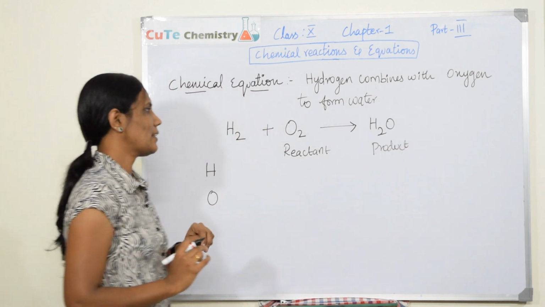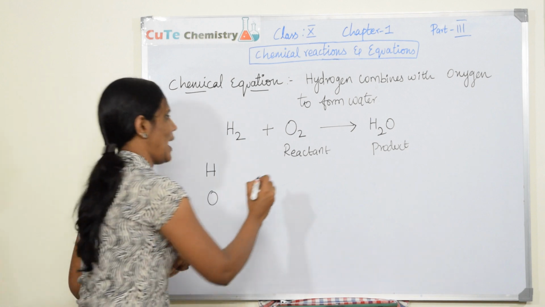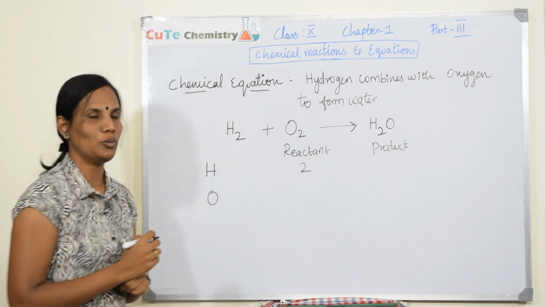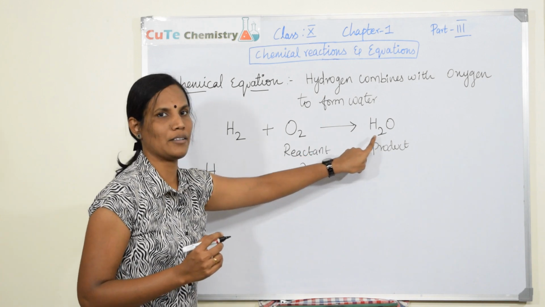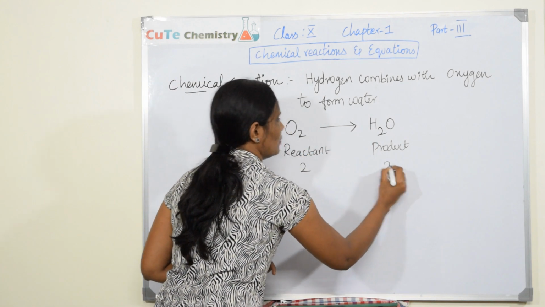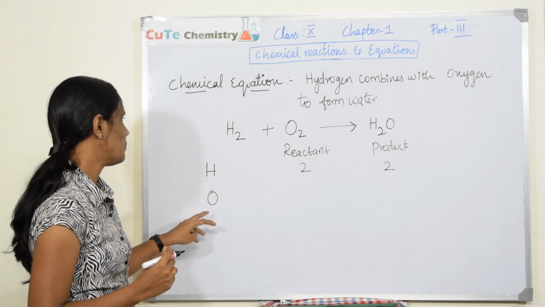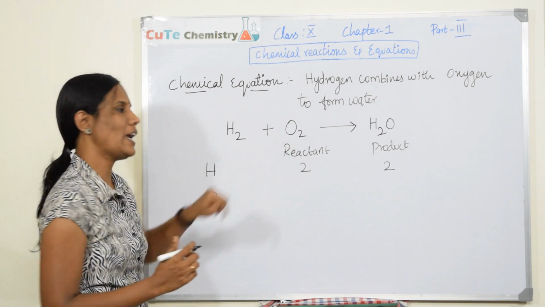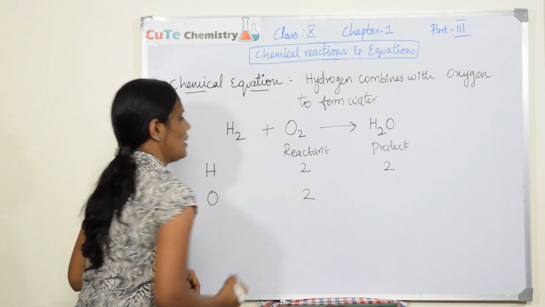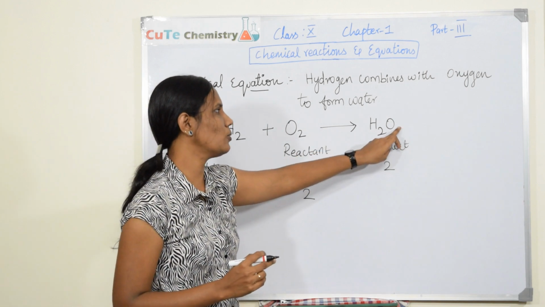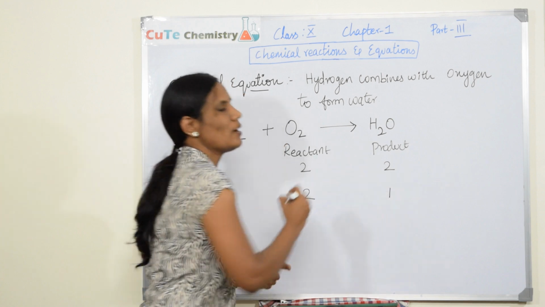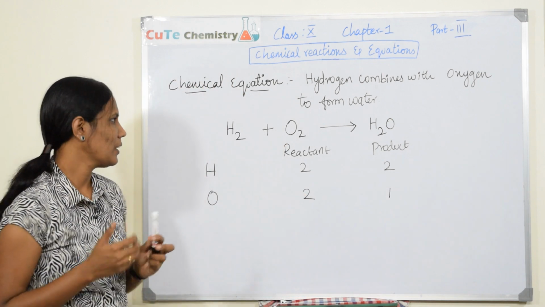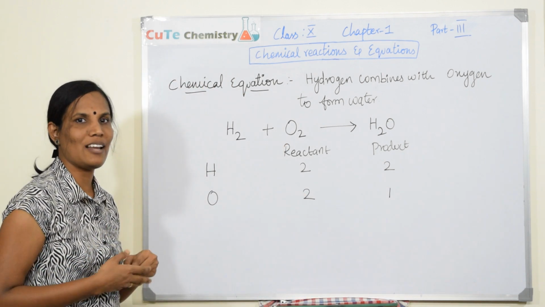So in the reactant side we have 2 hydrogen atoms, so I will write 2. And in the product side also we have 2 hydrogen atoms. Next one is oxygen. In the reactant side we have 2 oxygen atoms, and in the product side we don't have any subscript here, which means we have only 1 oxygen atom in this reaction. Now we can check whether it is balanced or not.